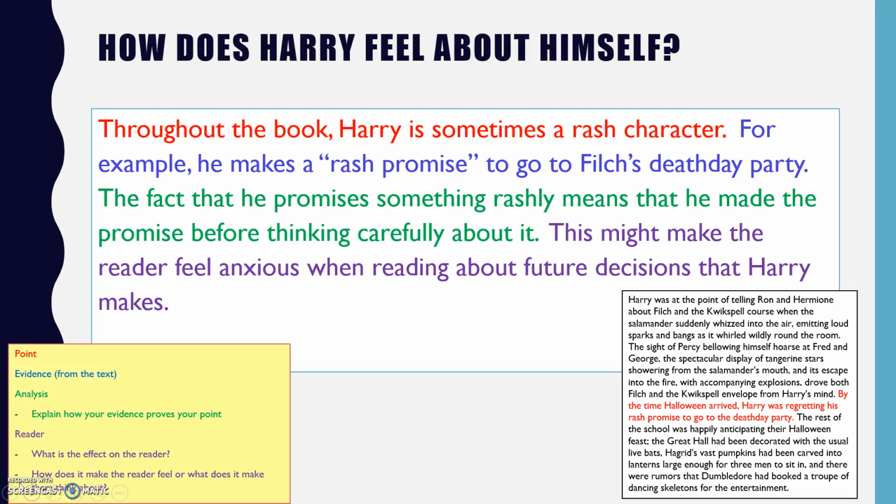So, in red, my point sentence: Throughout the book, Harry is sometimes a rash character. Now, I need to find evidence to show that he is rash. For example, he makes a rash promise to go to Filch's death day party.